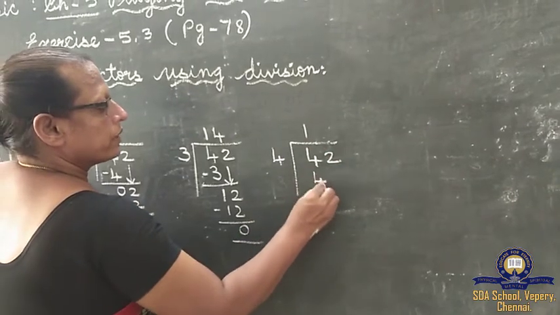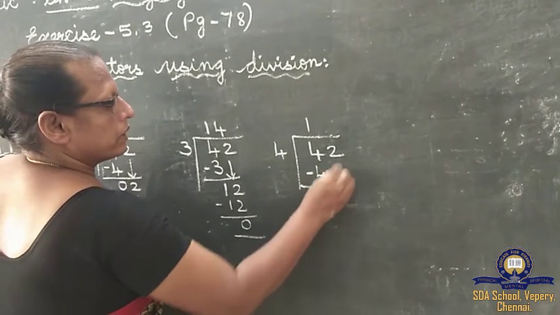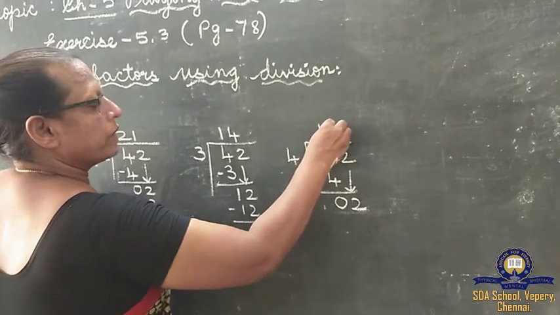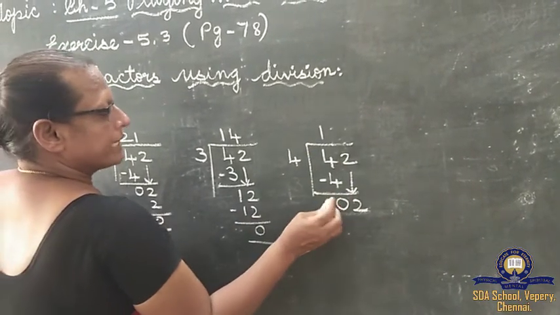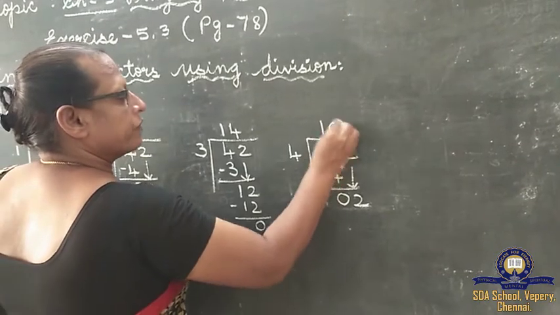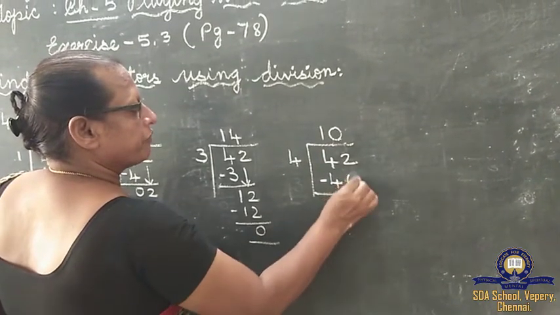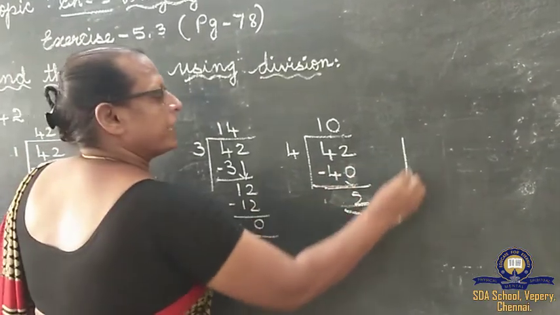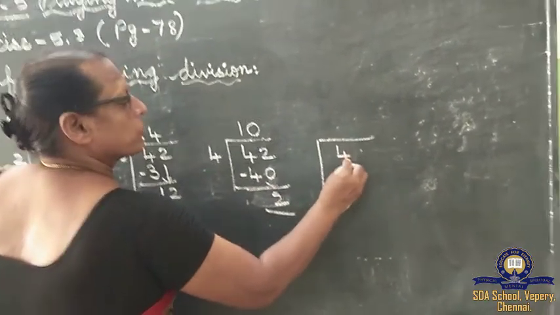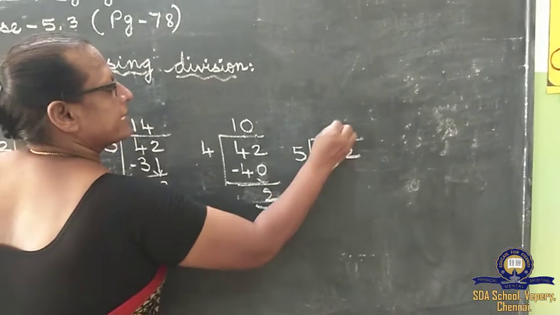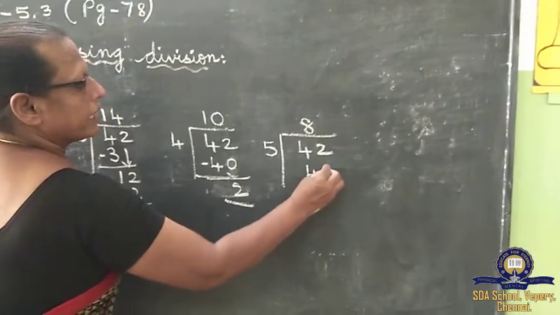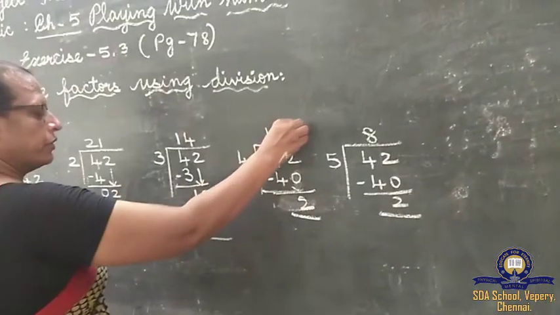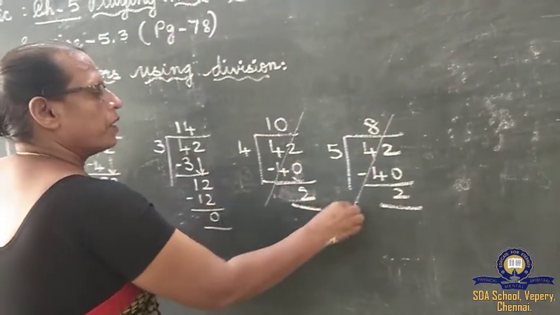1 4 is 4, remainder, no, it won't go. You can't put 10 4s, otherwise the answer will be wrong. See, 10 4s are 40, and the remainder will be 2. So it doesn't go. In the 5 table, if you see, there also it doesn't go. 8 5s are 40. Here also the remainder is 2. Isn't it, children? So what you can do, you can strike it out with a pencil.